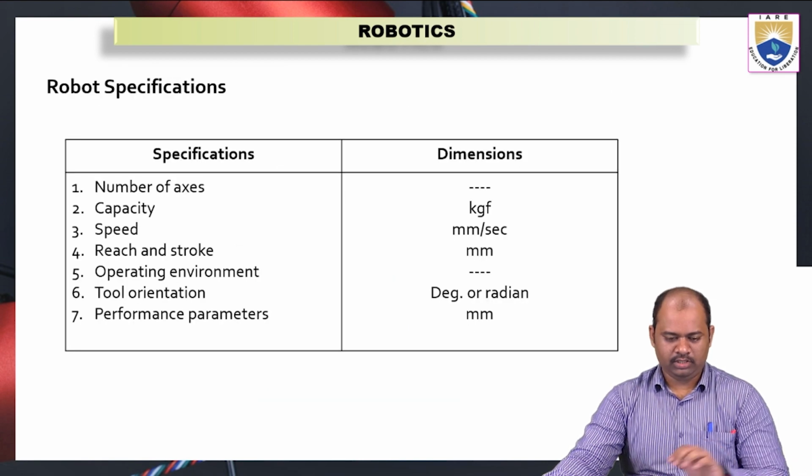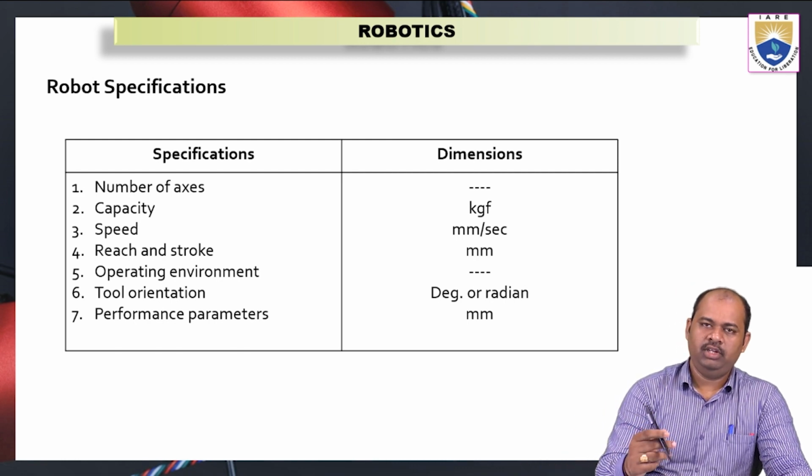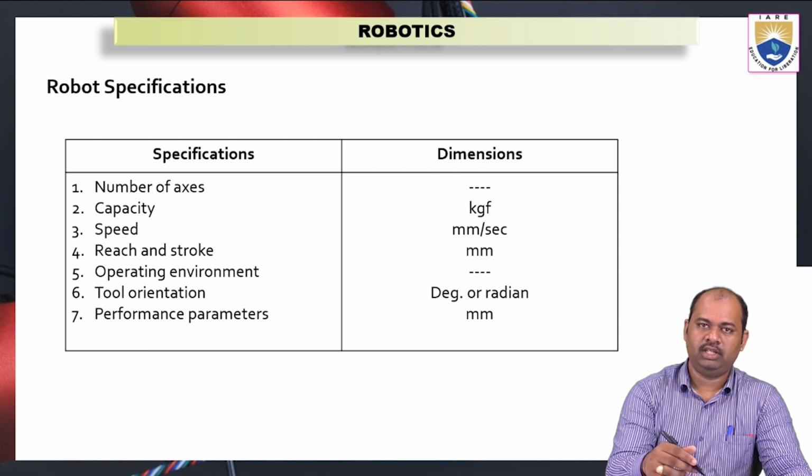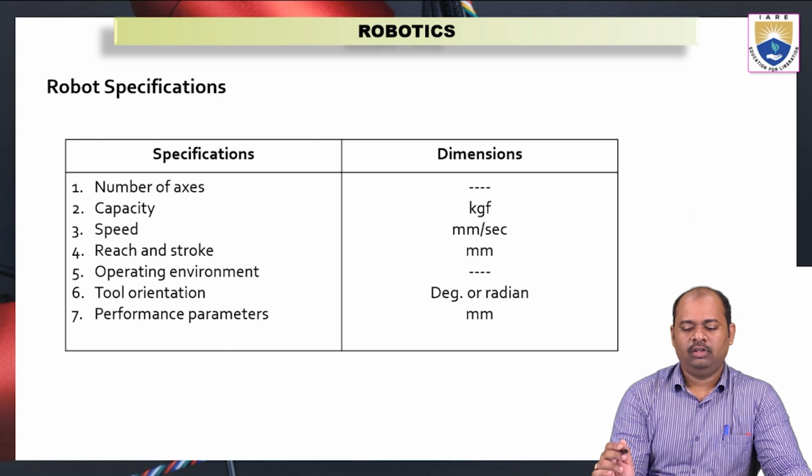Now we'll go to the next slide. We'll see what the robot specifications are. Every robot will have some specifications like these. They have 7 kinds of specifications here. So depending on the specification, we can select a robot for our particular purpose.